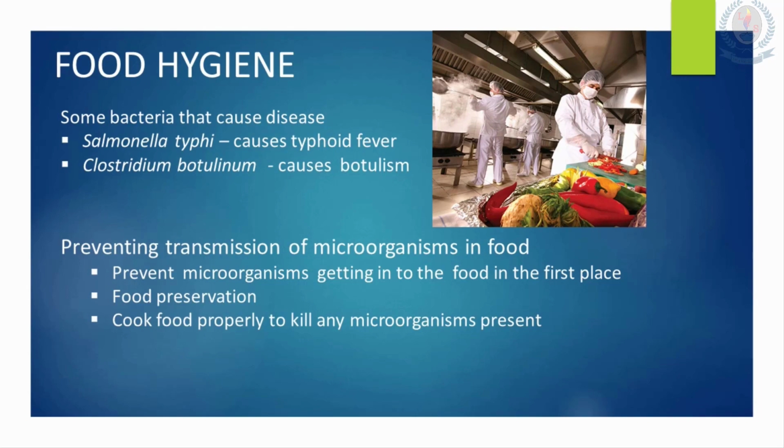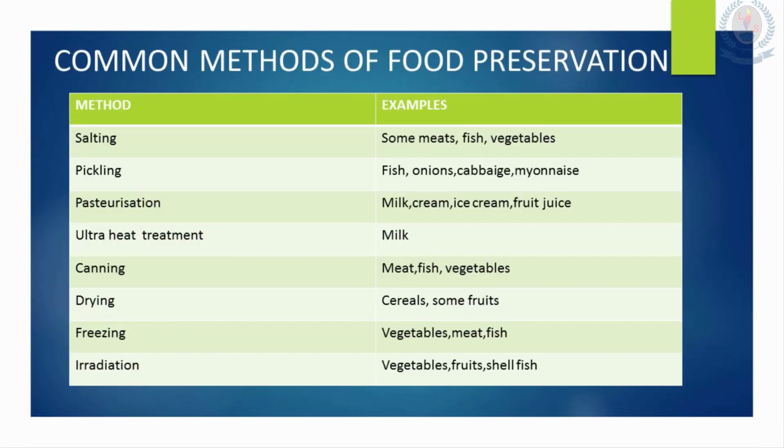And here you can see common methods of food preservation. Some of them you might practically use in your home too. The first one is salting. Some foods are covered in salt, and others are soaked in salt water. A high salt concentration stops bacteria from multiplying, and bacterial cells lose water by osmosis and die.